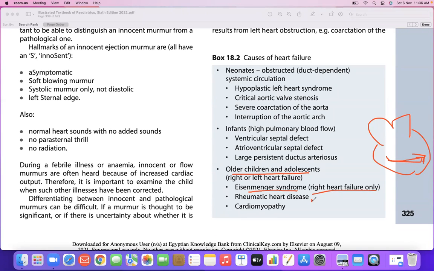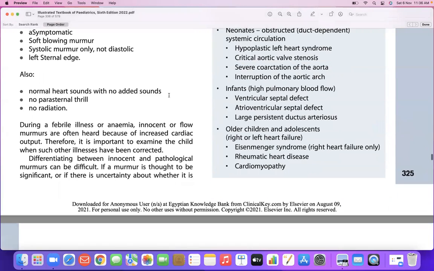Then older children, what else do you see? Rheumatic heart disease. This is the commonest acquired heart disease we see, and also the cardiomyopathy. It may be due to genetic causes.